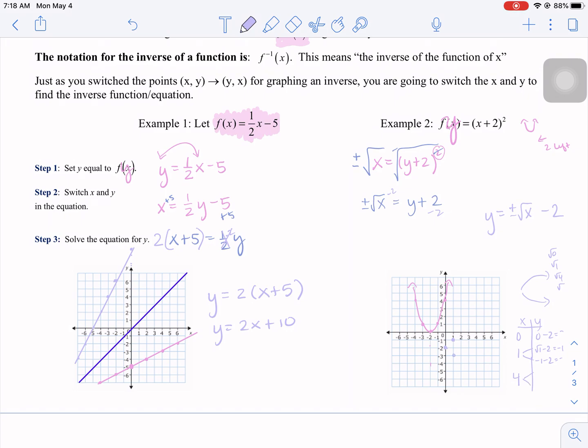And we're going to try 4. When we plug in the square root of 4, we're going to get the positive version. So the square root of 4 is 2, minus 2. And we're going to get the minus version, so we're going to get negative 2 minus 2. So we're going to get 0, and we're going to get negative 4.